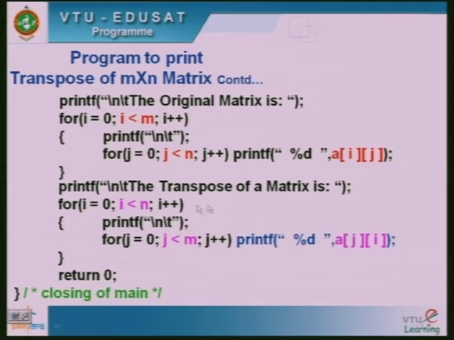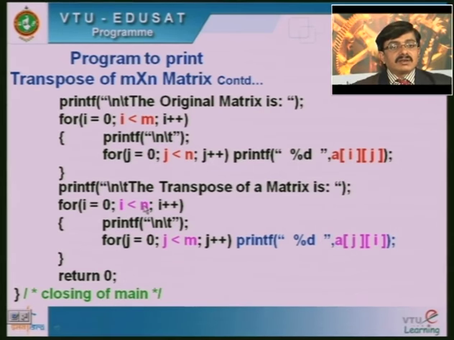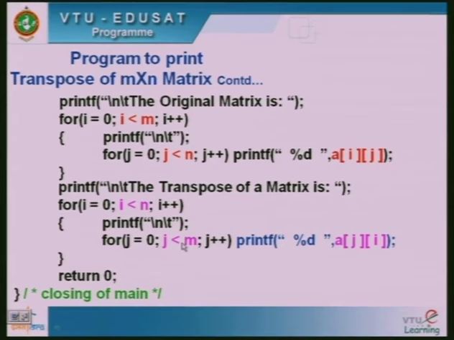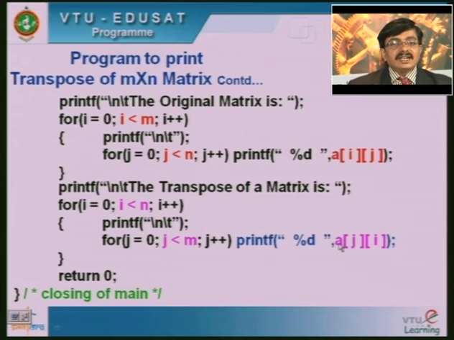But when I am printing the transpose of a matrix, you must keep these conditions in mind. Here I am using the condition i less than n, where n is the number of columns, and the statement j less than m, where m is the number of rows. When printing the elements, I use a of j i. The reason is that I should keep the column constant and vary the j.